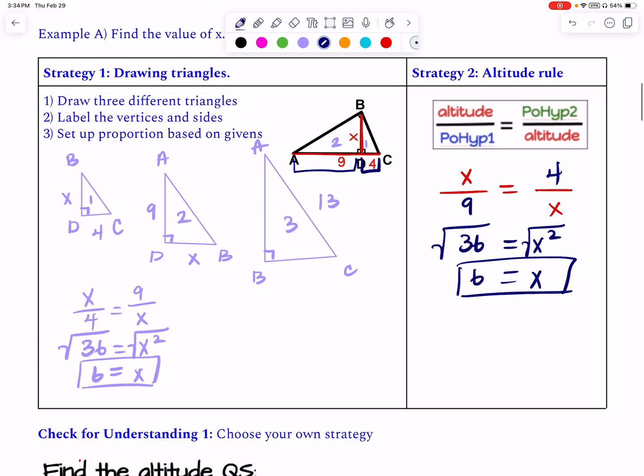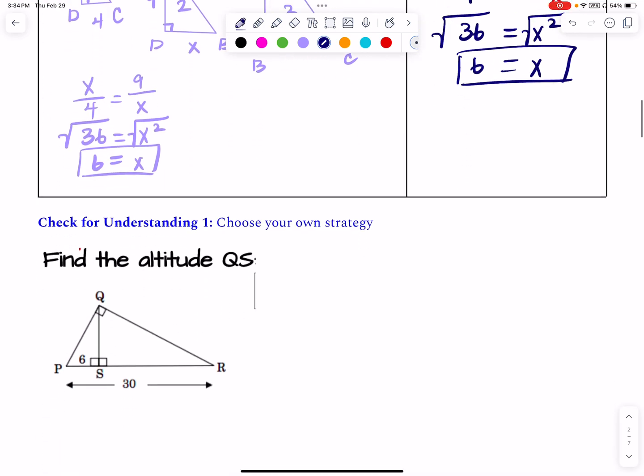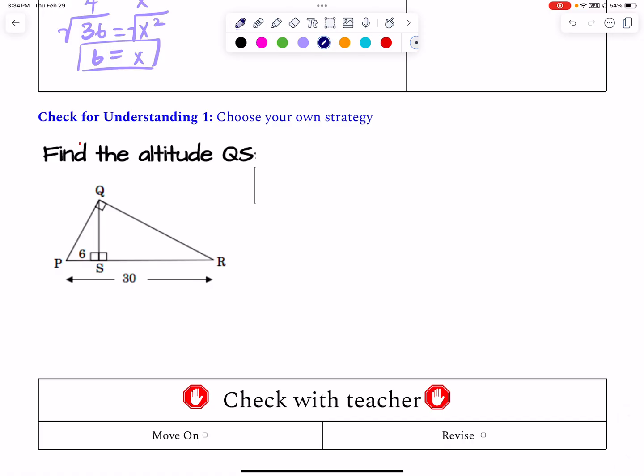So try out the check for understanding. You could choose your own strategy and make sure your quant comes up to get a signature before moving on.